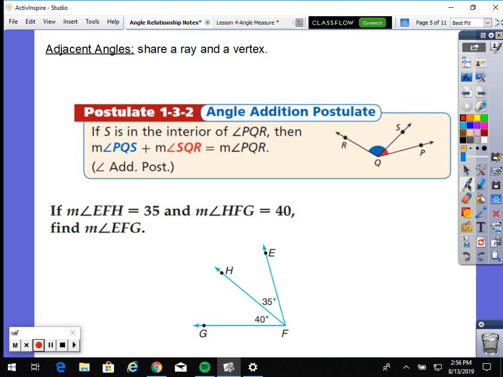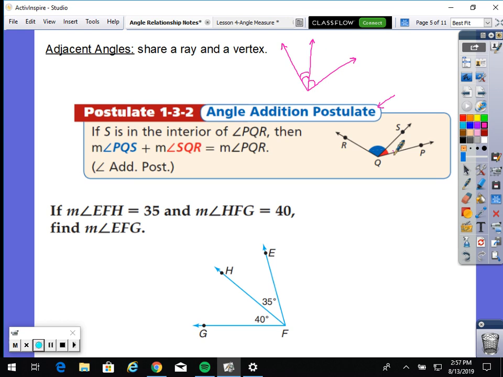The next thing we're going to look at is adjacent angles. Adjacent angles share a ray and a vertex, so they're right next to each other. So I could have this angle here, and it would be adjacent to this one over here. I'm just using angle markers to show that there are 2 different angles there. Here in the middle we have the angle addition postulate, which means if I have 2 adjacent angles, if you add them together, you can add their measures together.